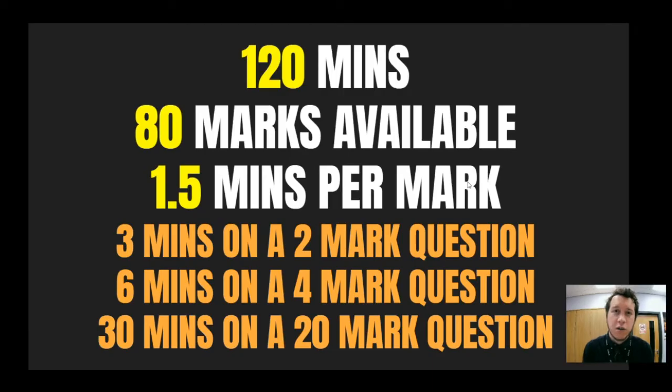As a rough indication of time, if you have 120 minutes from the 2 hours, and there are 80 marks available, that works out roughly at 1.5 minutes per mark available. So for example, on a 2-mark question, you should be spending about 3 minutes. On a 4-mark question, you should be spending about 6 minutes. And remember, there are 10 and 20-mark questions towards the end of the exam. You need to make sure you've left yourself enough time for that. So for example, in a 20-mark question, you should probably be spending about 30 minutes on that response.